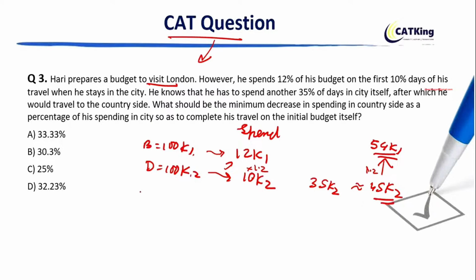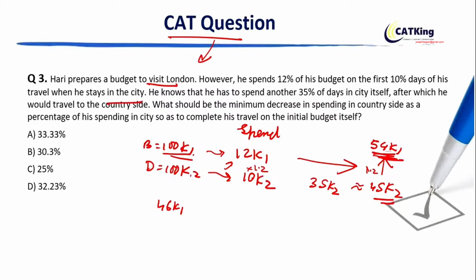Right? Now, what is the remaining? So what is the remaining budget, guys? 54K1 he has spent. Correct. The remaining budget is 46K1 out of 100K1. He has spent 54K1. The remaining is 46K1, right? Okay. Now what are they telling me to do? He has to spend another. Okay. After which he would travel to the countryside.